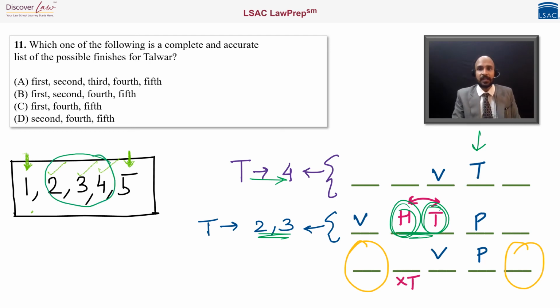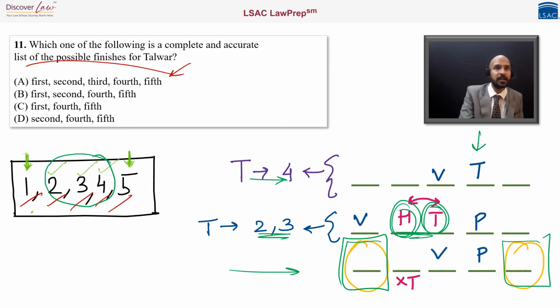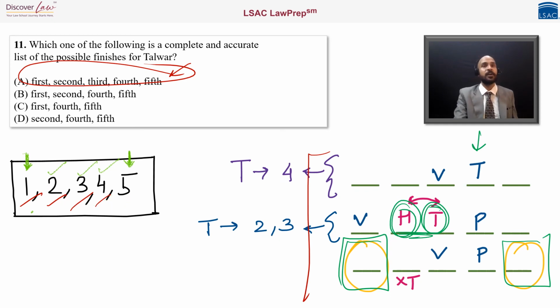You see, in the third case here, you have even 1 and 5 available, which means that T can be in position 1, can be in position 2, can be in position 3, 4 and 5, and therefore the answer to this question is the option A, first, second, third, fourth and fifth. Because as you can see across the three cases, it is possible for T to be in all 5 positions.